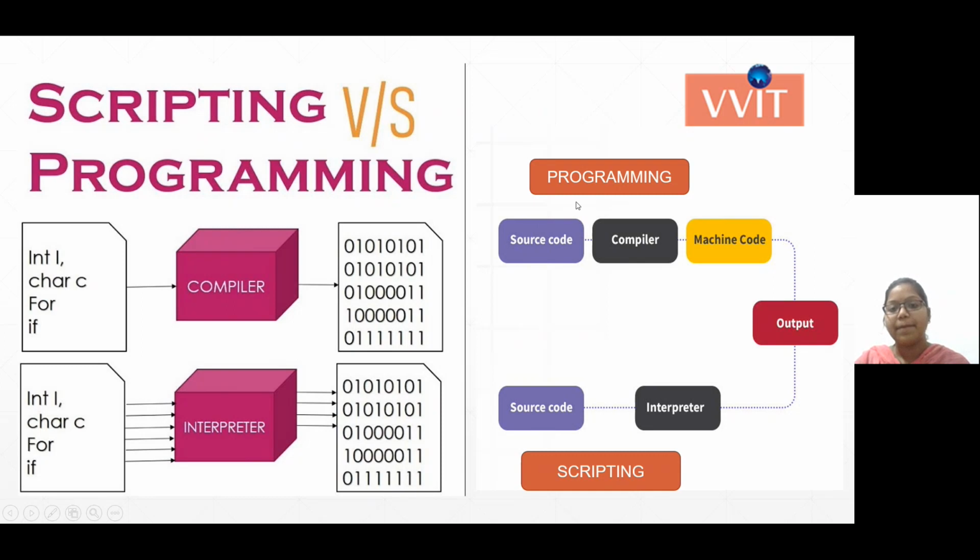Here, in the programming language, the source code is compiled and then converted. The total source code is converted into the machine code and produces the output. Whereas in the scripting language, the source code is interpreted directly into the machine code and produces the output. This is the first and major difference between the scripting language and a programming language.